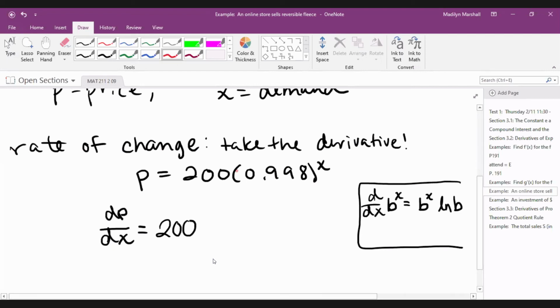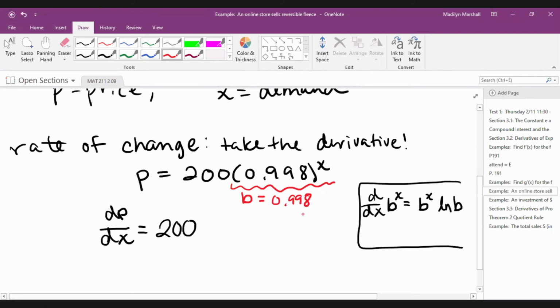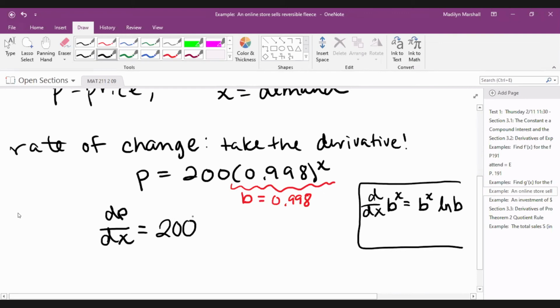So the exponential portion is just the part that is the base and the exponent, that 0.998 to the x. So what is our b in this case? What will be the b that we're plugging into our rule? 0.998. Exactly, 0.998. So no matter what our base is, even if it's something weird like this, that's okay. That is just our base. So the 200 is just hanging out there. So we'll use this rule to fill in the rest of our derivative.